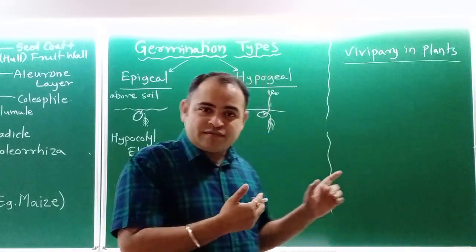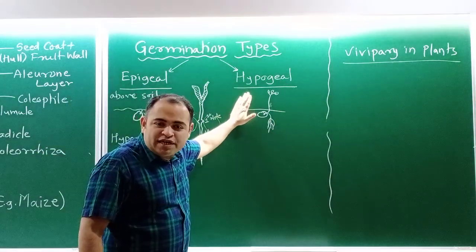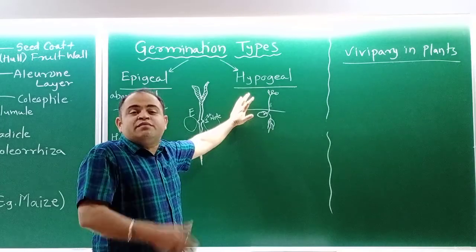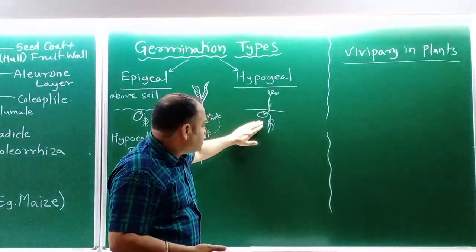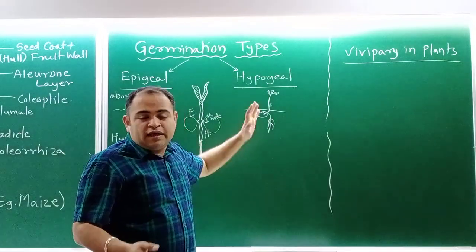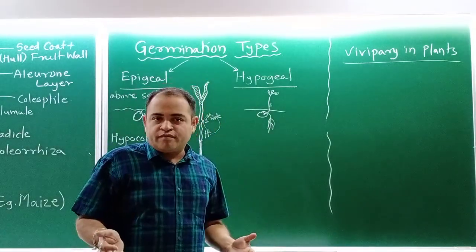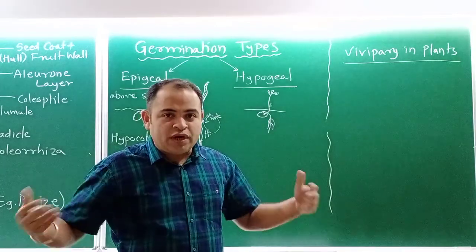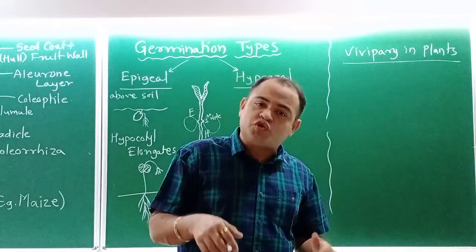Now let us get back to the hypogeal type of germination. This seed remains below the soil. When it remains below the soil, this particular part will wither off in the soil itself. So it will get degenerated over there in the soil itself.